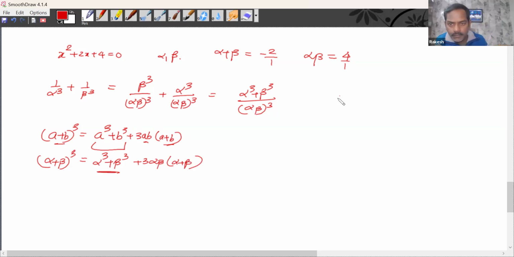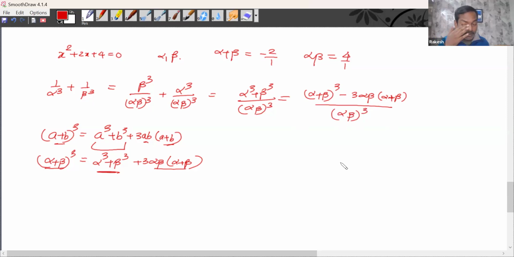Take this. What will be the value of alpha cube plus beta cube? Let us write it here itself. This value can be written as this minus this. So it will be alpha plus beta whole cube minus 3 alpha beta into alpha plus beta. It's a bit complicated, but I think you can handle it. Correct? Now everything is in the form of either the sum of the roots or product of the roots. That was the objective, right? Otherwise, we have to find the value of alpha and beta separately and substitute it. That we don't want to do.